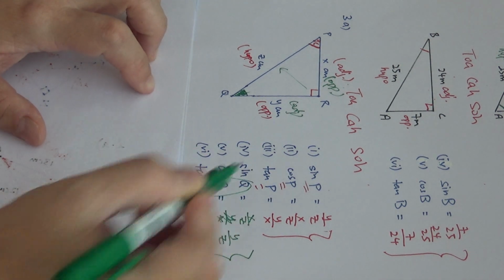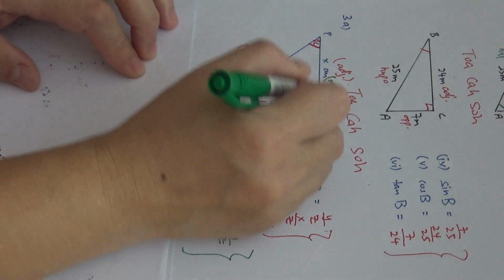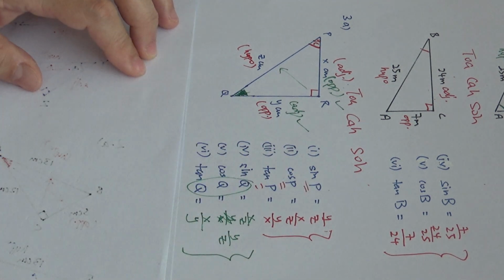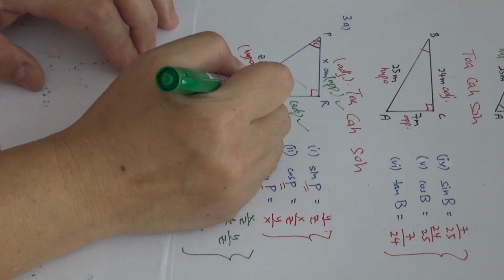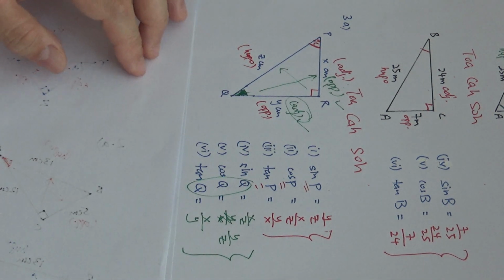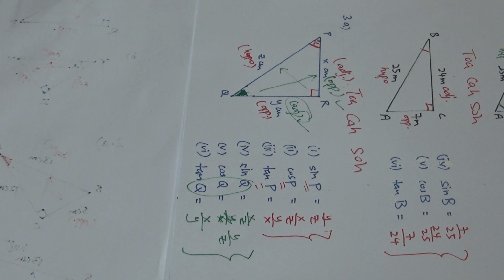Okay, angle Q. Don't forget, the opposite and the adjacent must be with respect to the angle itself. This is the opposite of Q and this is the adjacent of Q. So please be careful of that. So we have already done how to identify the hypotenuse, the adjacent and opposite with respect to a certain angle.